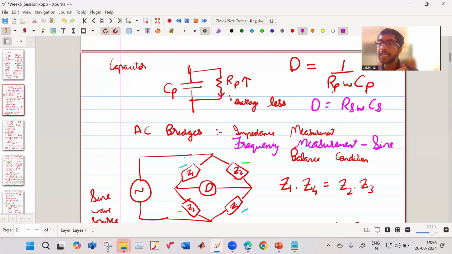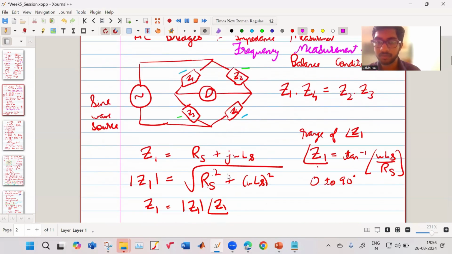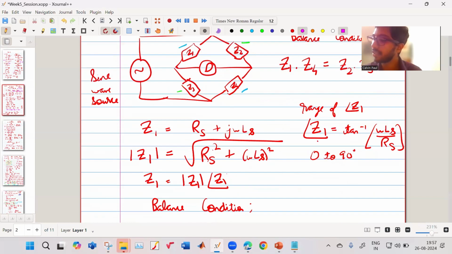It is not possible for any other periodic wave because, as we saw, any periodic wave is composed of sine waves of multiple frequencies. The sine waves have different frequencies. So it's not always possible. So this is how we do it. Z1 is a phasor. It has a magnitude and an angle.